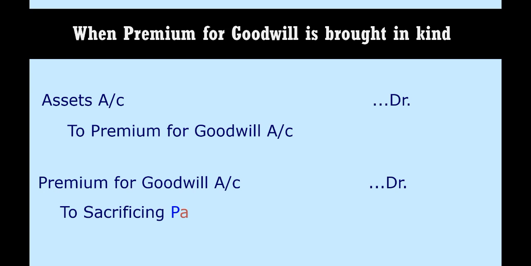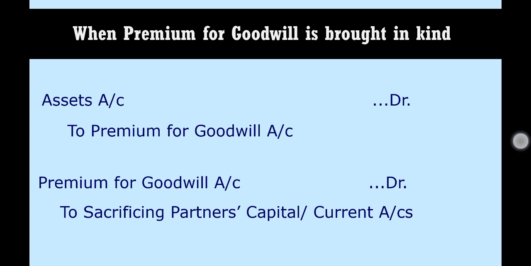Then next, when premium for goodwill is brought in kind. Now partner is not bringing cash but is bringing some asset for his goodwill. So asset account debit and rest of the entries will be same: premium for goodwill account debit to sacrificing partners capital or current accounts. Understood?